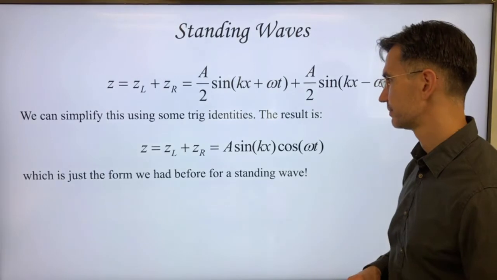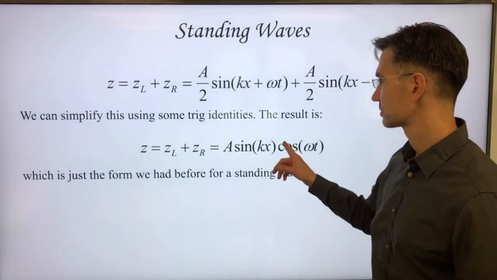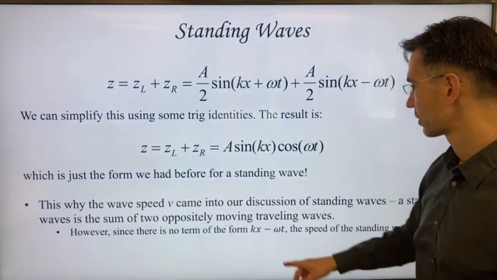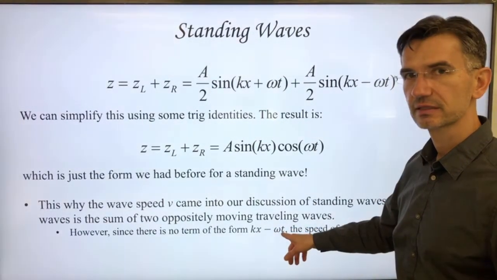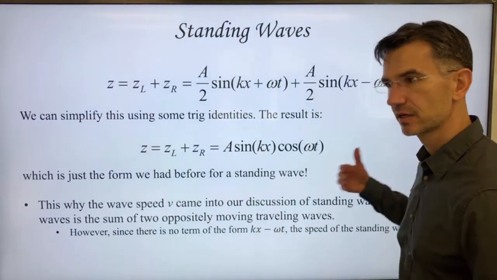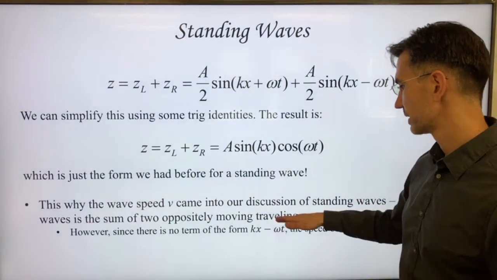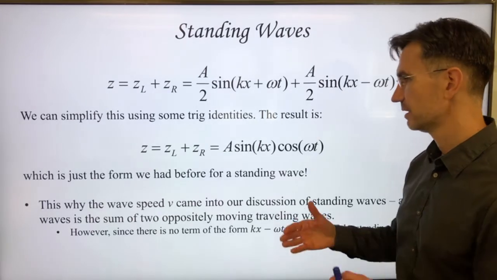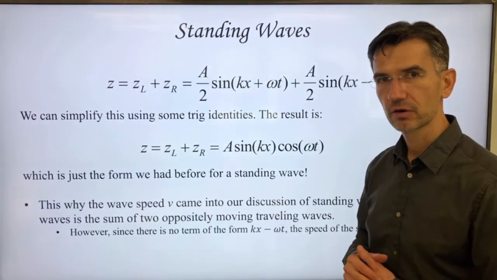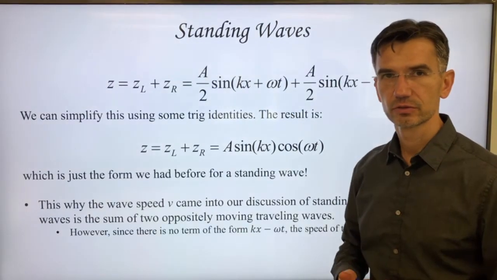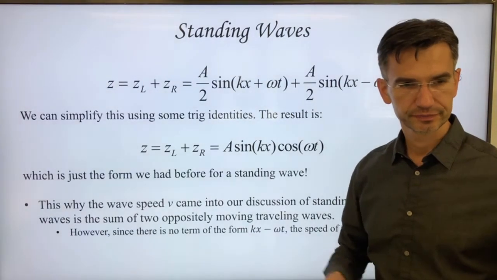standing wave. And here's the thing to note: there's no dependence of the form kx minus omega t, which would indicate propagation of signal along the wave. So because of this, the propagation itself is 0, even though we still have a combination of two waves that are moving in opposite directions.